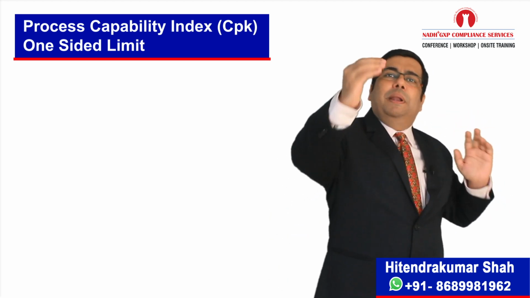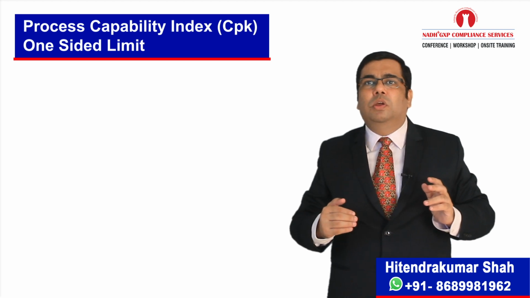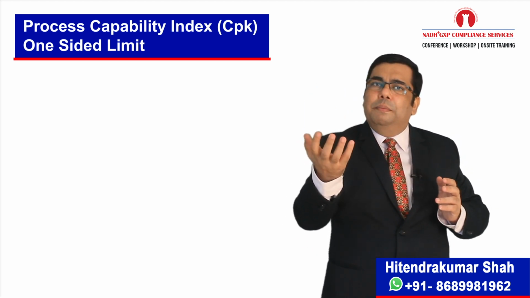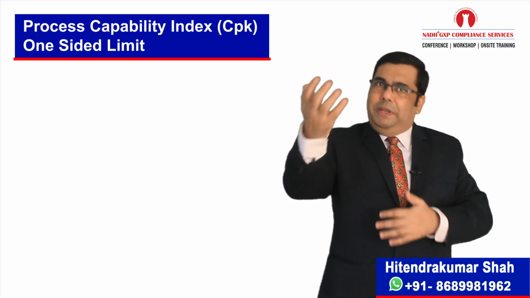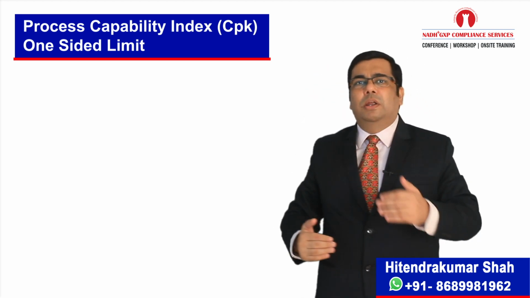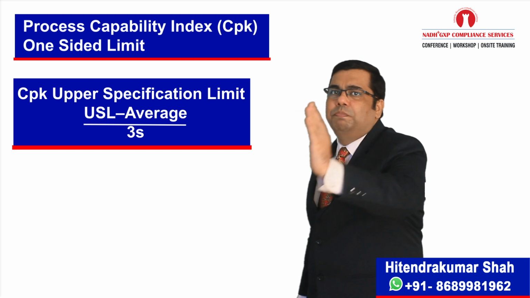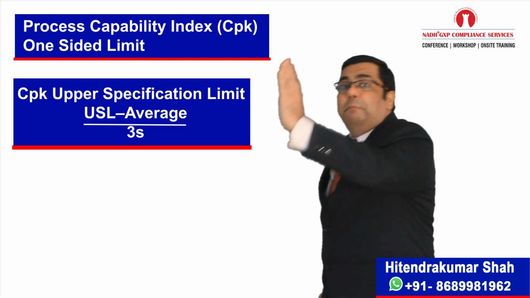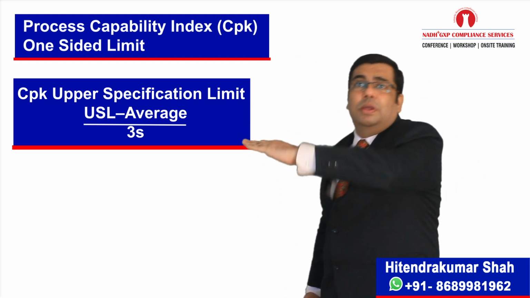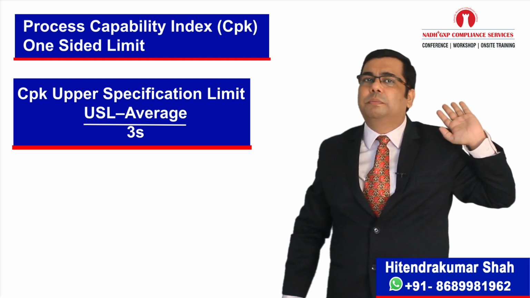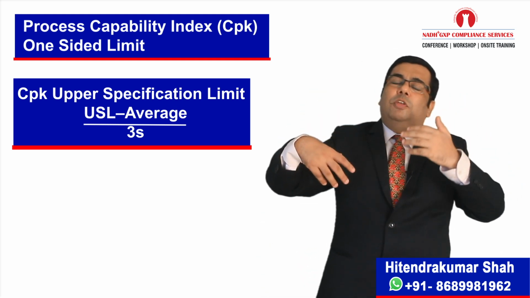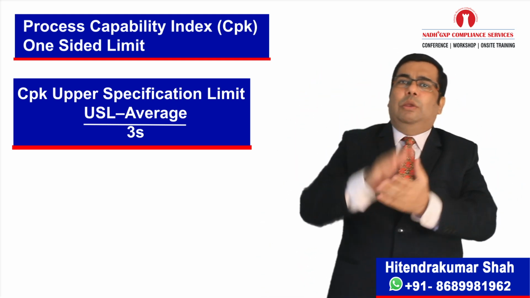Suppose there is only an upper limit for any specification. So how will we calculate? For a specification where we have only an upper limit, the CPK formula is: CPK for upper specification limit equals upper specification limit minus the average of all values, divided by 3 sigma. That's it.